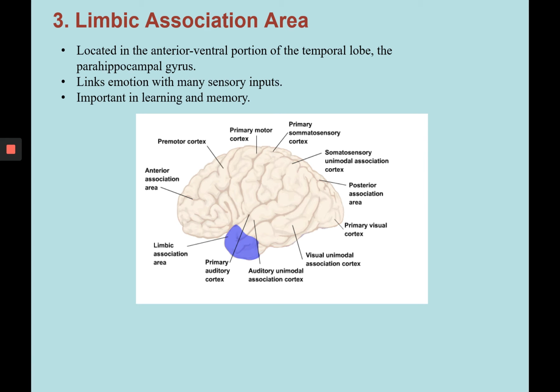The limbic association area is located in the anterior portion of the temporal lobe. It's going to link emotion with many sensory inputs. One thing it can link with sensory inputs is smell. So if you have a lot of memories or emotions about certain smells that remind you of a past experience, or have just been positive in your life whenever you smelled something, that's because of the link between your olfactory cortices and your limbic system. But it's also important in learning and memory.